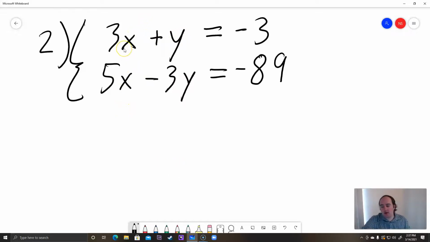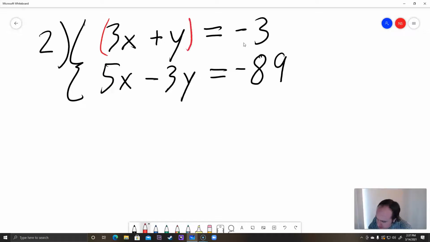Now it would be harder to get rid of x, and the reason is here we would have to multiply this one by 5, and then we'd have to multiply the bottom one by 3. That's going to be a lot bigger numbers. Then if we try to get rid of y, we notice that the bottom one is already negative 3y. So if we make the top one positive 3y, then positive 3y minus 3y is 0. So what that means is we need to multiply the top equation by 3. So that's what we're going to do.